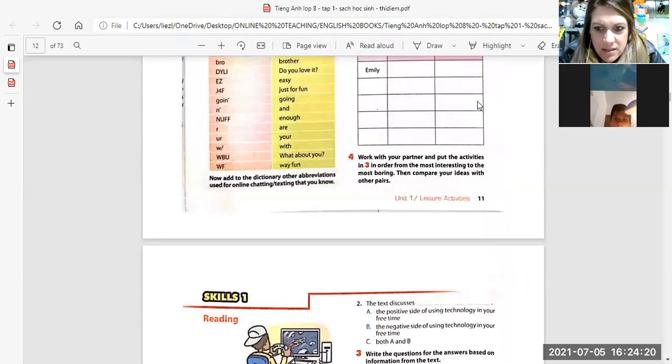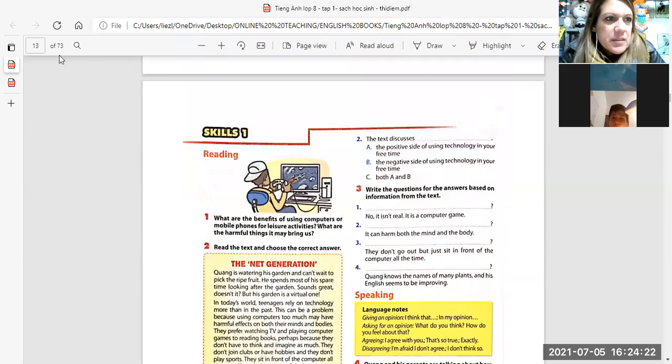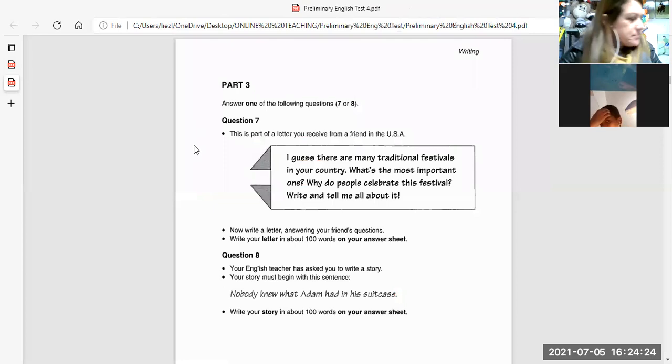Okay, let's end here, page 11. Okay, let's go to this one. Okay, page 10 and page 11. Now this one, we're going to do the writing here. Number 7 says it's part 3 for PET writing. Answer one of the following questions, question 7 and question 8. We will do question 7 and then we can do 8 next time.